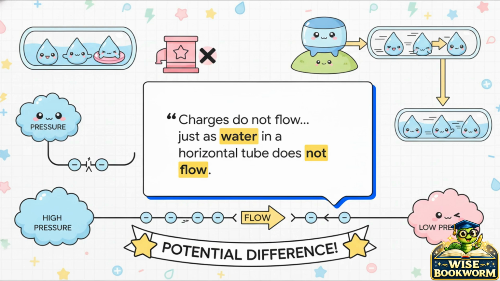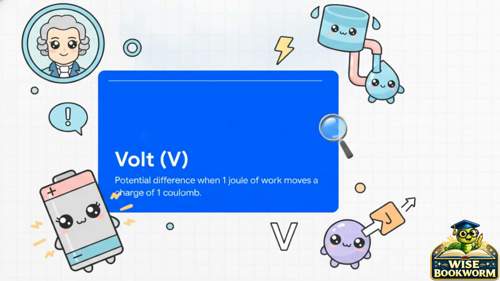For electrons in a wire, gravity doesn't do anything at all. Instead, they need an electric pressure difference along the conductor to move. We call this electric pressure potential difference. And we measure this potential difference in volts, named after the Italian physicist Alessandro Volta. Think of a battery. It uses chemical energy to generate this potential difference across its terminals. The battery basically acts as our high-pressure water tank. It provides that absolutely crucial push.